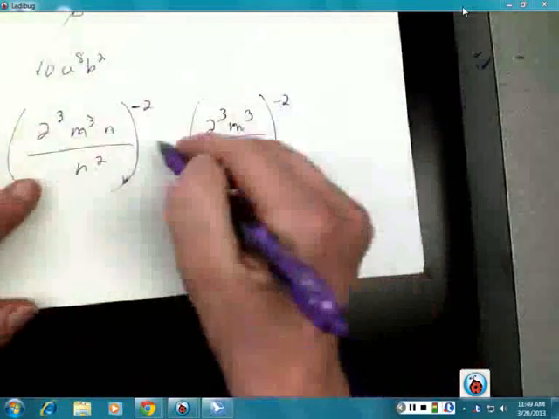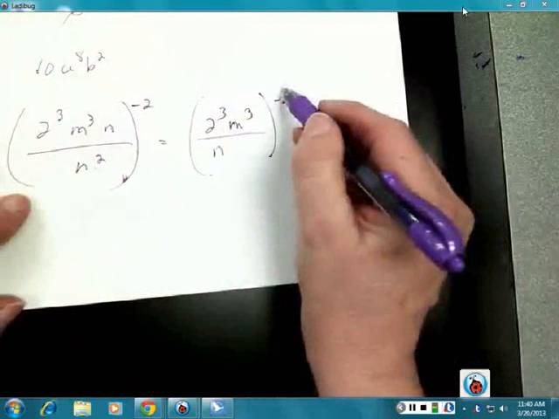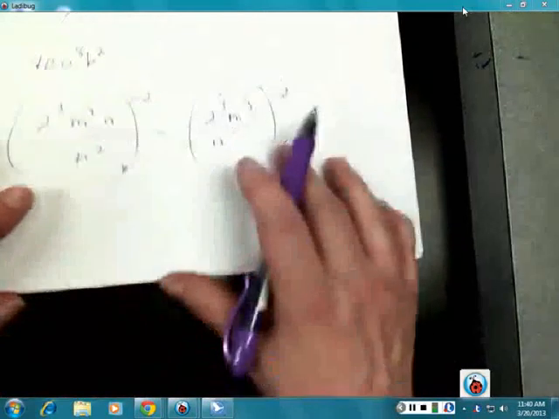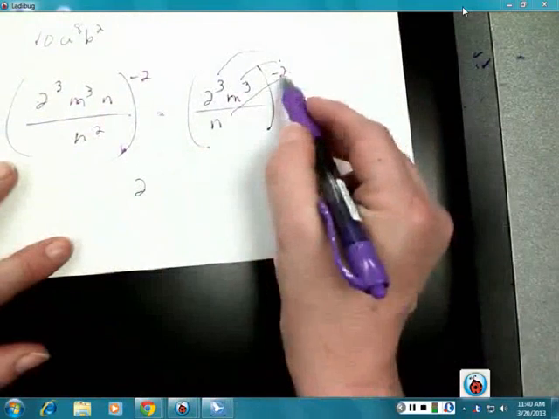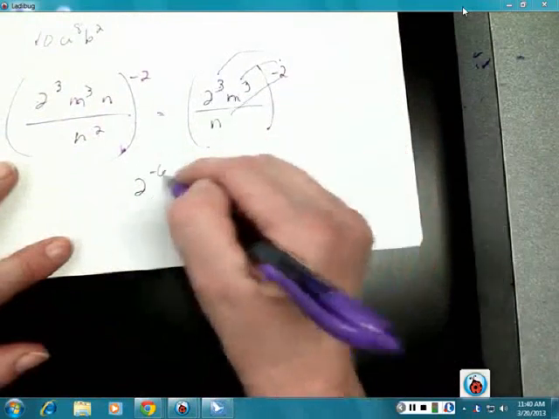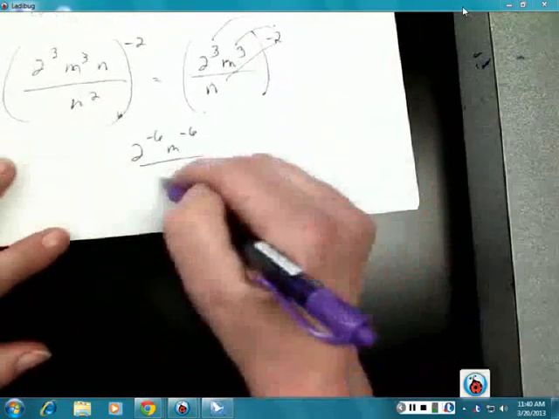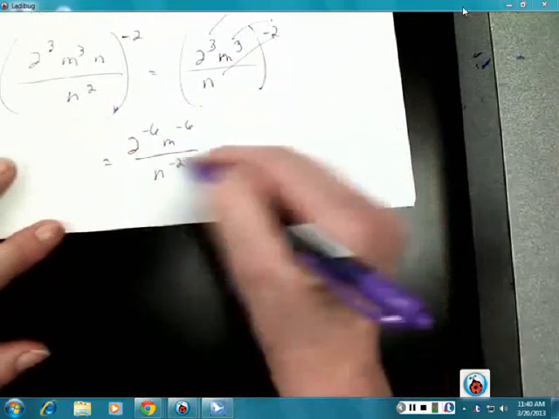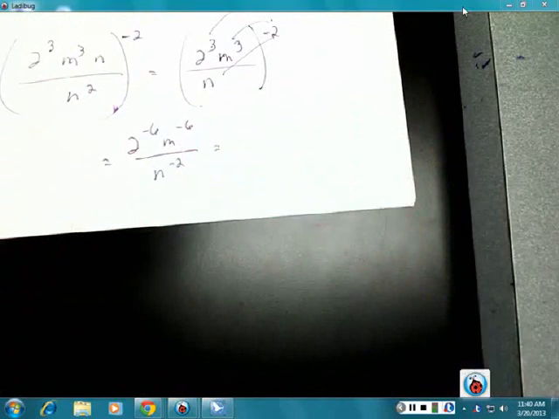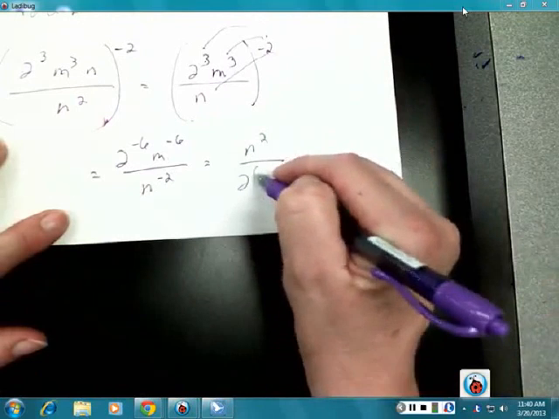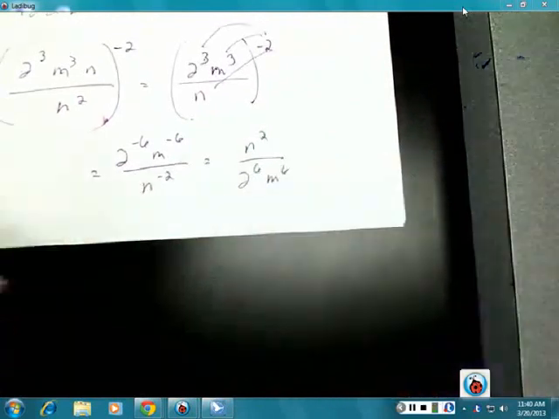But it's to the negative second outside, so that means everything gets a negative 2. So I have 2 to the negative 6, m to the negative 6, n to the negative 2. Okay, so then what happens? Now you flip everything. N to the second goes on top, 2 to the 6 and m to the 6 goes on bottom. Boom. So they flip.